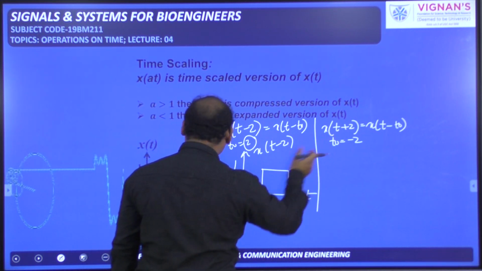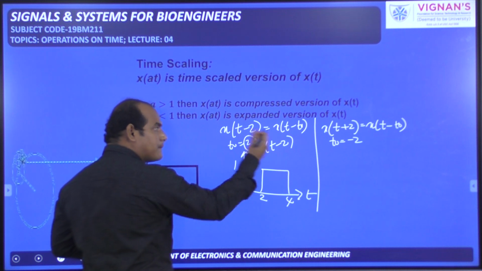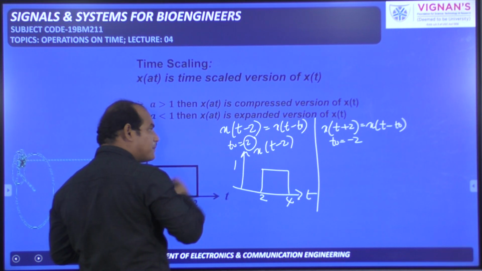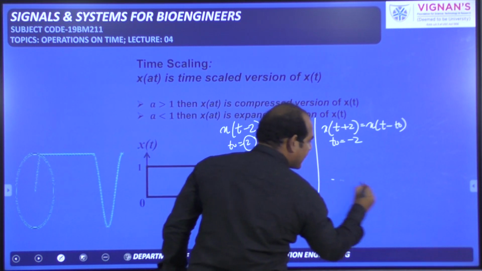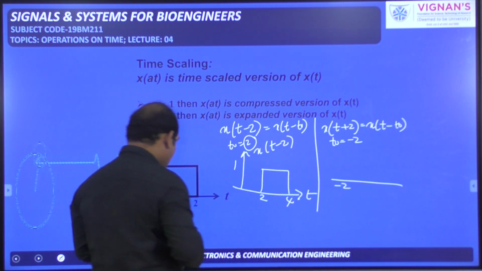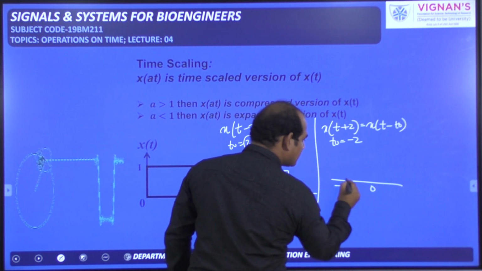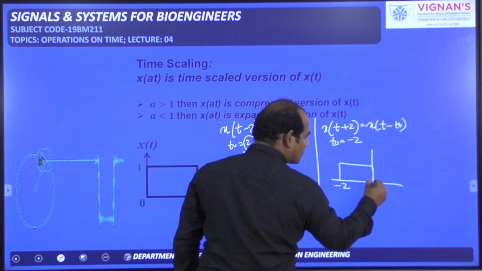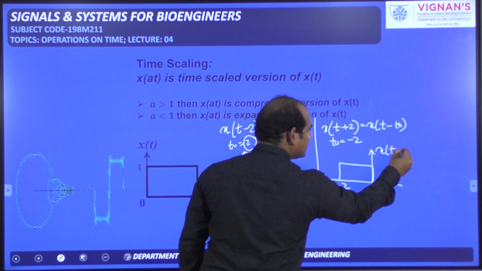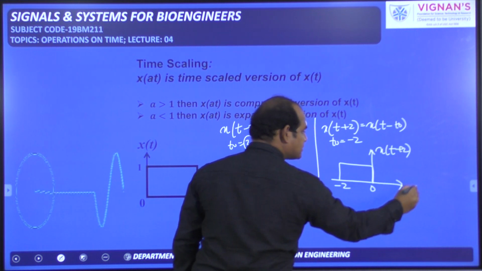So add this t naught value to the time axis. 0 plus t naught value, 0 plus minus 2 will be at minus 2. 2 plus minus 2, that will be 0. So the signal is from minus 2 to 0 only. This is x of t plus 2, and the independent variable is t.